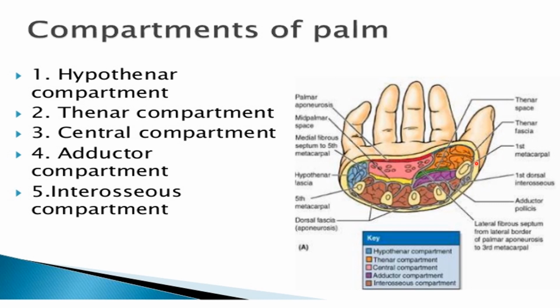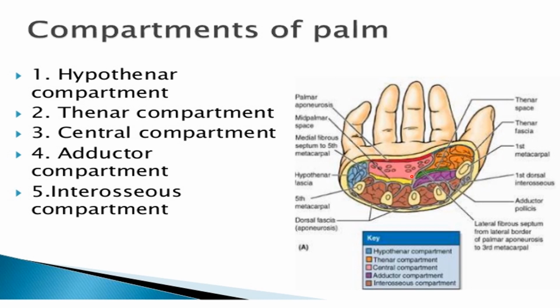Similarly, this is the lateral fibrous septum. It extends deeply from the lateral border of the palmar aponeurosis to the third metacarpal bone. This is the third metacarpal bone, and lateral to this septum is the lateral or thenar compartment that contains the thenar muscles and is bounded anteriorly by the thenar fascia. Between the thenar compartment and the hypothenar compartment is the central compartment that is bounded anteriorly by the palmar aponeurosis and contains the flexor tendons, their sheaths, the lumbricals, the superficial palmar arterial arch, and the digital vessels and nerves.